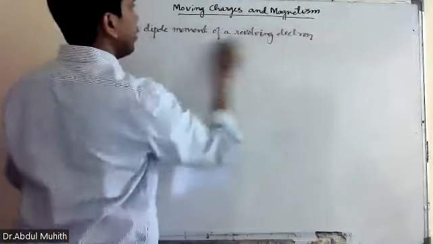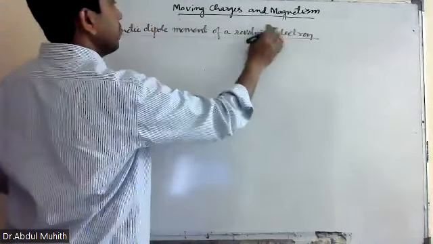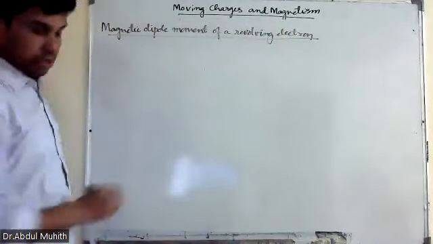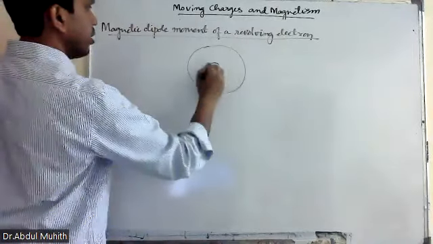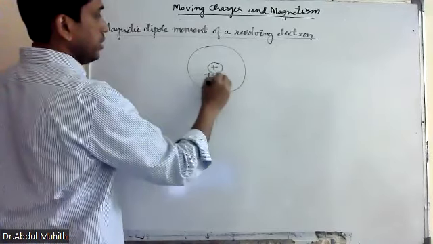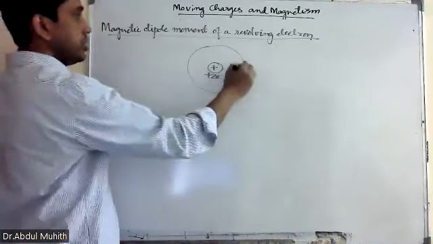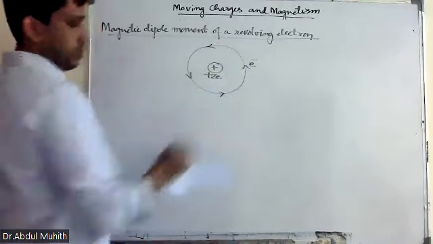Magnetic dipole moment of a revolving electron. Now suppose there is a nucleus. Ze is the charge of the nucleus, and an electron is revolving around the nucleus.